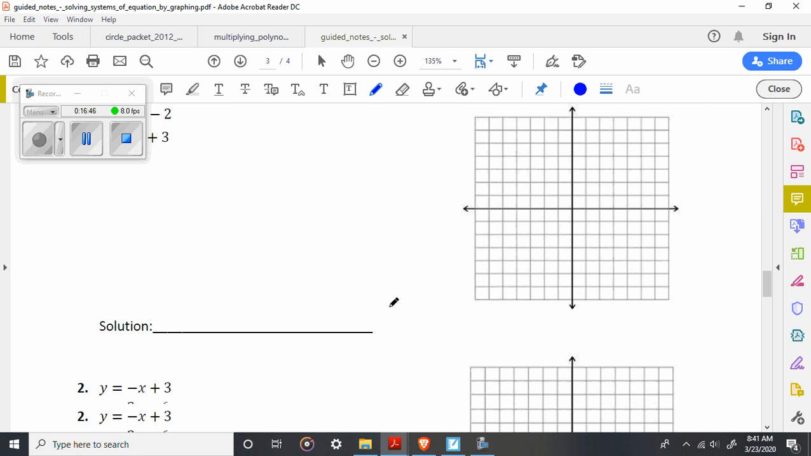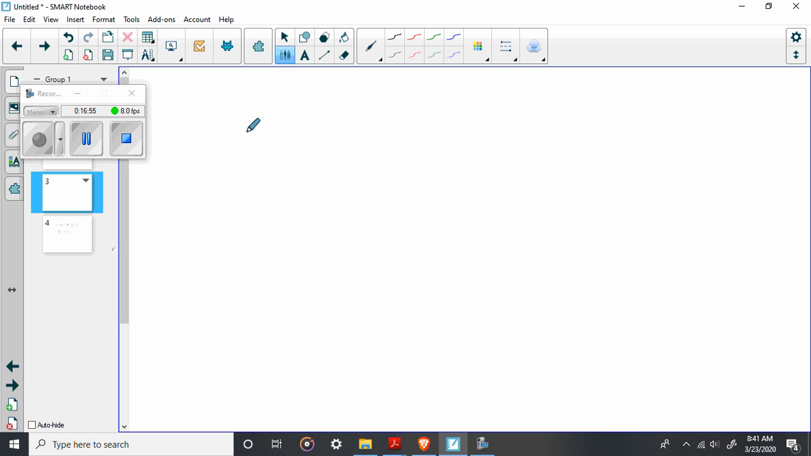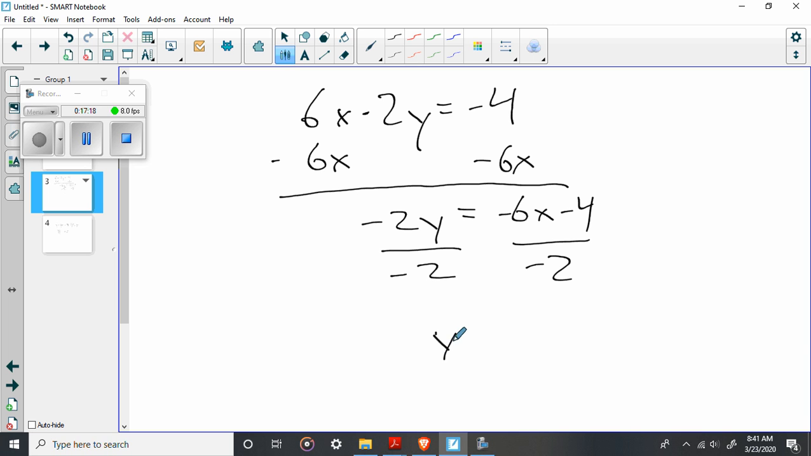Again, your first few examples on the bottom are in this form. But let's take a look at number 3, 6x minus 2y is equal to negative 4. Again, what are we doing first? We'll subtract the 6x from both sides. And negative 2y is equal to negative 6x minus 4. And again, let's divide by negative 2. So just equation solving. So y is equal to, well, negative 6 divided by negative 2 is going to be 3. Negative 4 divided by negative 2 is going to be positive 2. Okay, so then you can go ahead and graph those as you guys deem appropriate.